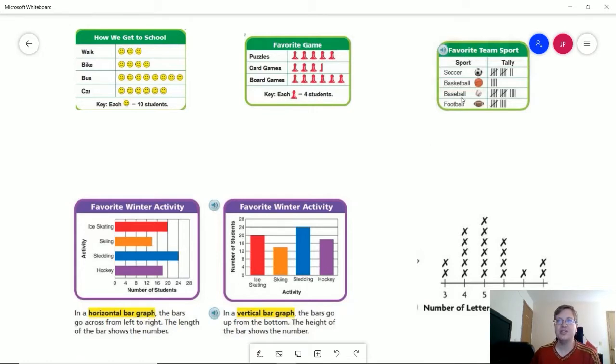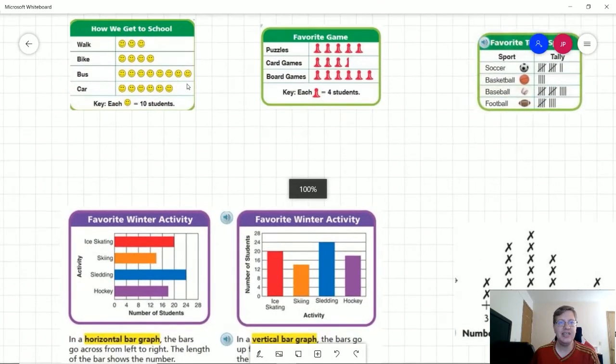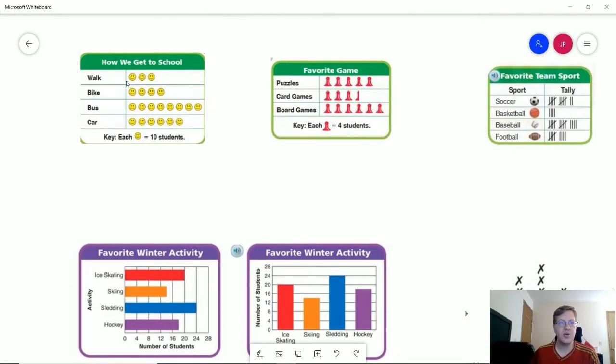I've also included this tally table. So when we're working with problems, we may see something like this, and we're going to have to count the tally marks to get the numbers that we can use to make a graph. Our types of graph are picture graphs, where we have a key that is going to tell us what each symbol is going to be worth.